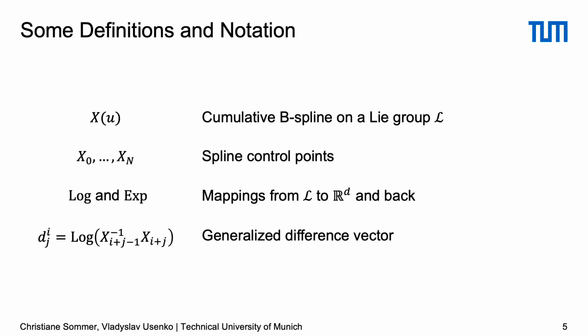We denote a cumulative B-spline on a Lie group by x of u, where u is a normalized time variable. Prominent examples of such Lie groups are the group of 3D rotations, SO3, or the group of rigid body motions, SE3. The spline is defined by a set of control points x0 through xn, which are elements of L. With the log and exp mappings, we go from the Lie group to its tangent space and back. Finally, we define a generalized difference vector that gives a notion of the distance between two control points. In R^D, this would simply be the vector connecting the two.